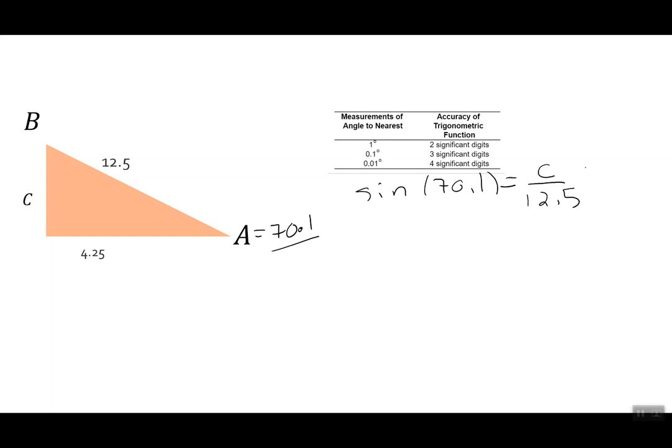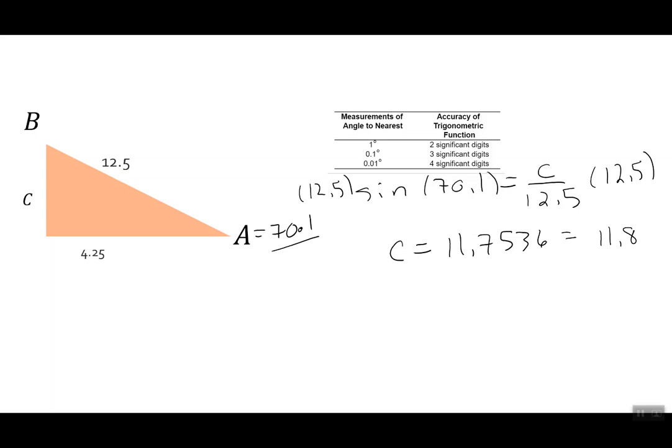At this point, we should be used to the fact that we are going to multiply both sides by 12.5. And we put 12.5 times the sine of 70.1, which says our side C is equal to 11.7536. Again, we like to pay attention to what we are allowed to do. You can see 3 significant figures in the other two values, so we're allowed to have 3 here, which is 11.8. But what if you didn't want to do that?